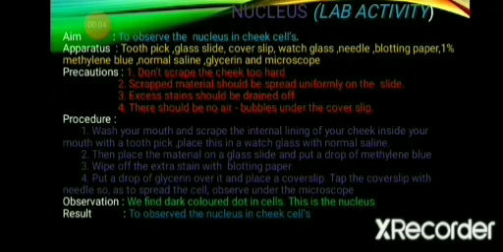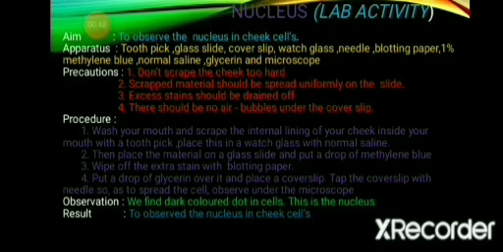Next activity, nucleus. How to observe nucleus? Please write down this activity in your lab record. We conduct the activity to observe the nucleus in cheek cells. What is the aim? To observe the nucleus in cheek cells. What are the requirements for this activity? Apparatus: toothpick, glass slide, cover slip, watch glass, needle, blotting paper, 1% methylene blue, normal saline, glycerin and microscope.